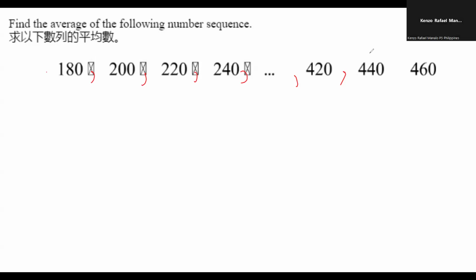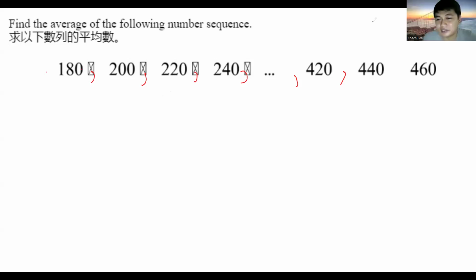Okay, I see Kenzo is raising his hand. Kenzo, do you want to answer? Yes po. Okay, go ahead. 320. Okay, very good. It's 320. So how did you get 320? Is it me, teacher?